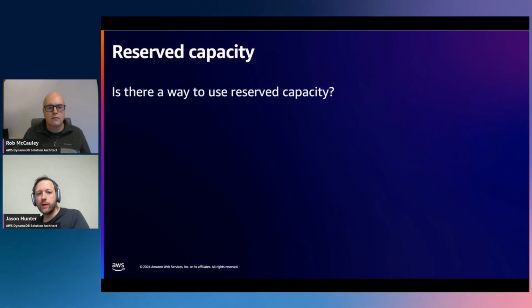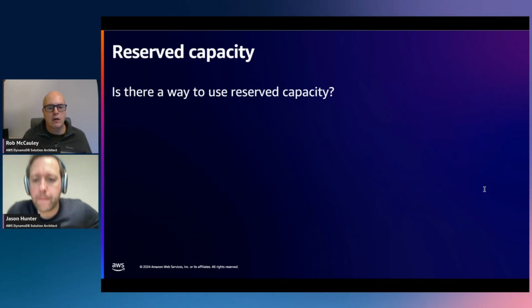And the one that they went with was to use reserved capacity. Do you remember what reserved capacity is? RC, yeah. This is not to be confused with provision capacity, but reserved is a thing that you'd buy maybe once a year where you have a lot of tables. They're in the provision capacity mode, not on-demand mode.